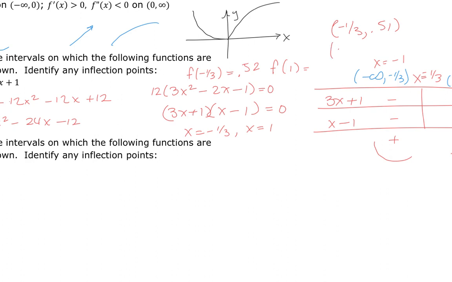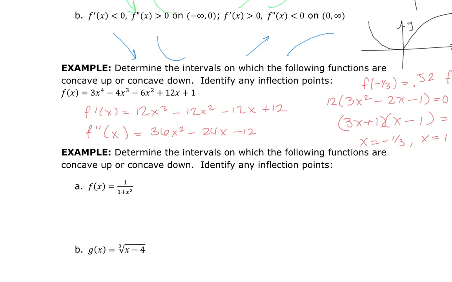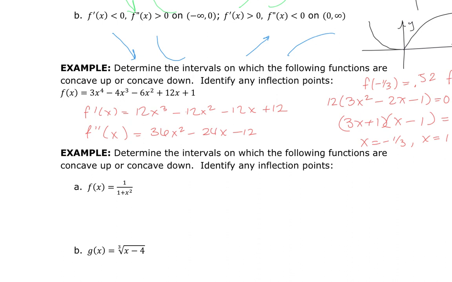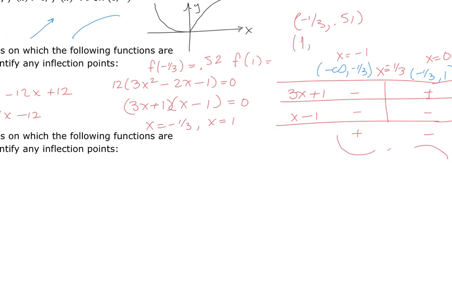And then my other point of inflection, I put in 1. And I'm going to have 3 minus 4 minus 6 plus 12 plus 1. And I get 6 out. So I have 1, 6. So these are my points of inflection. These are my 2 points of inflection. Now, I could then do my first derivative and figure out where my critical points are, and then sketch the graph from there.